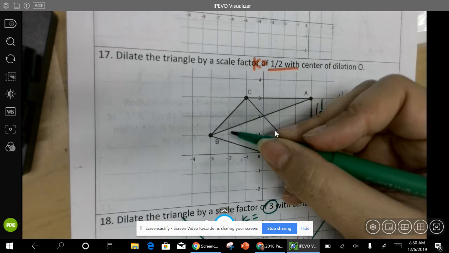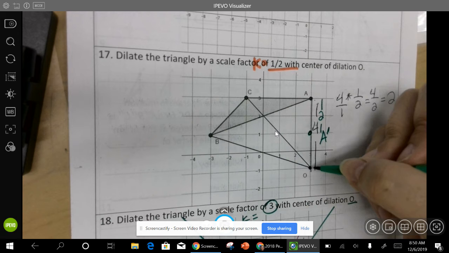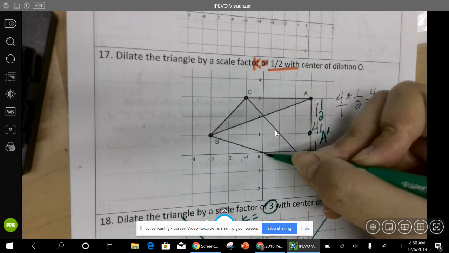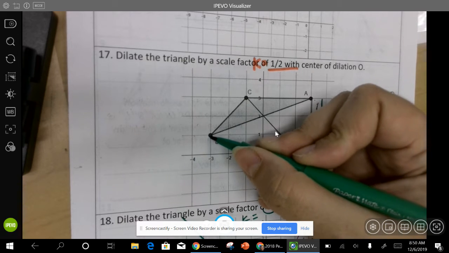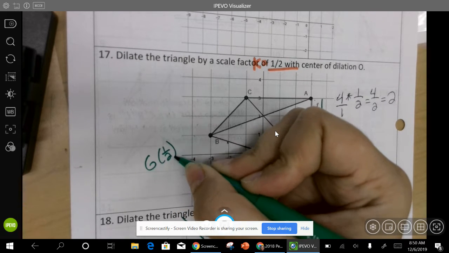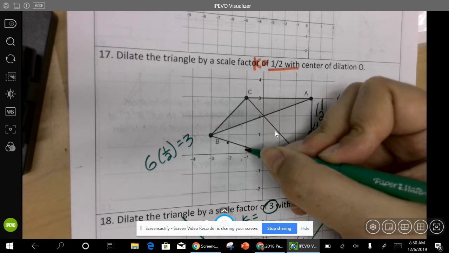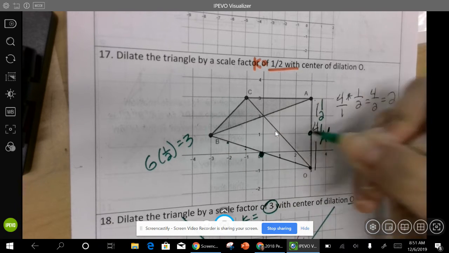Okay, the same with this one. I look at it and go, okay, so B, it's 1, 2, 3, 4, 5, 6. Half of 6 is 3. So it's going to be 1, 2, 3. Right there.